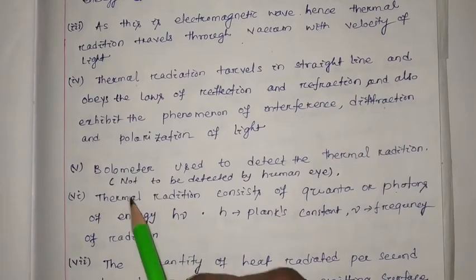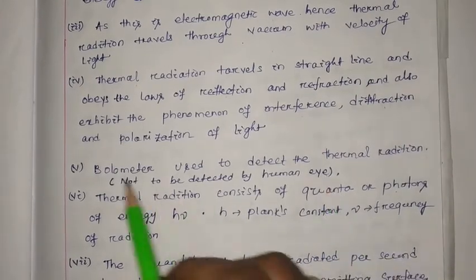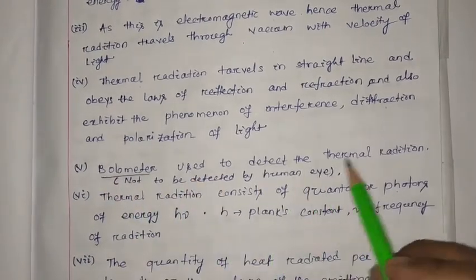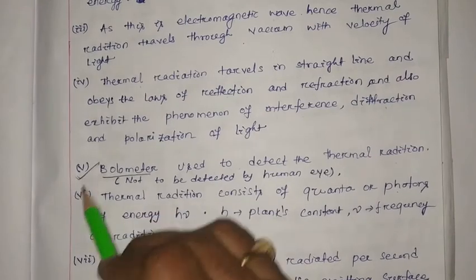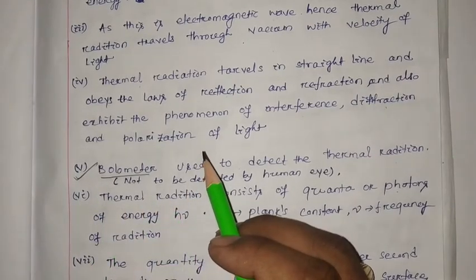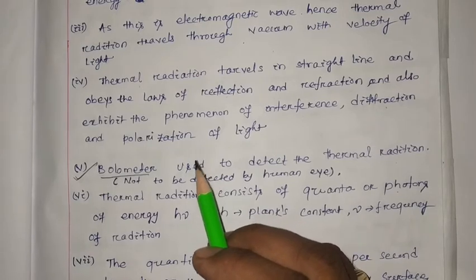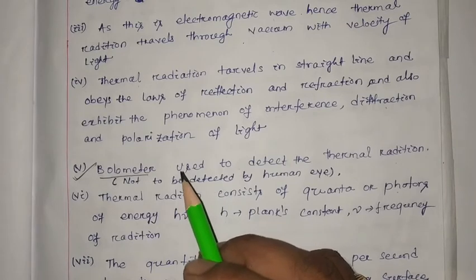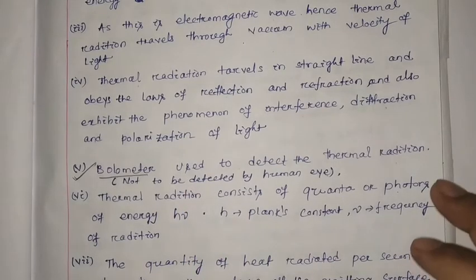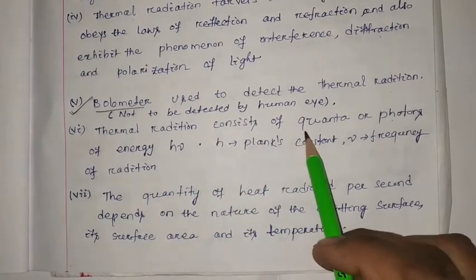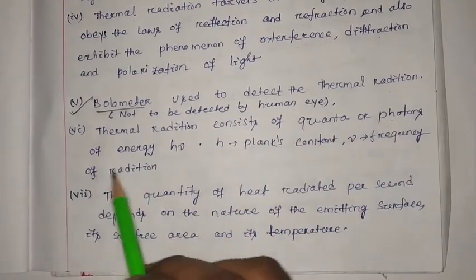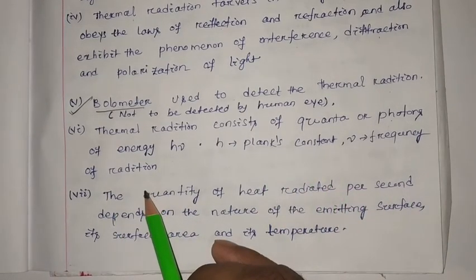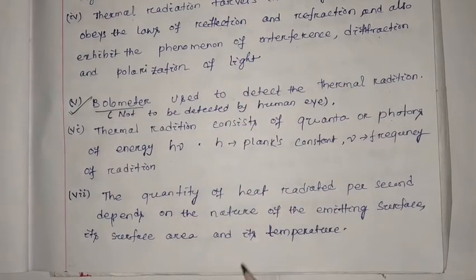Thermal radiation cannot be detected by the human eye, but a bolometer is the instrument used to detect thermal radiation. This is important; you have to remember it, as it is often asked in your exam. This is the most important short question: what instrument is used to detect thermal radiation? The next point is that thermal radiation consists of quanta or photons of energy h mu, where h is the Planck constant and mu is the frequency of the radiation. Almost all characteristics are the same as light.